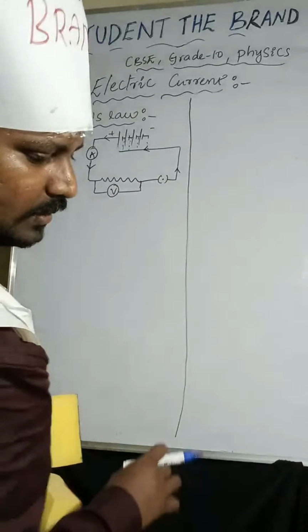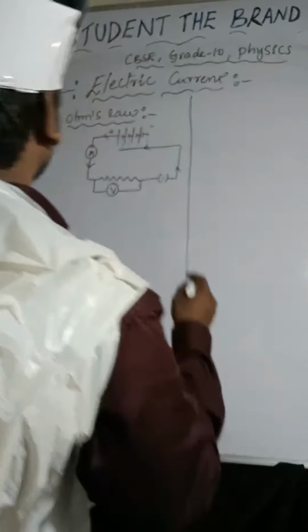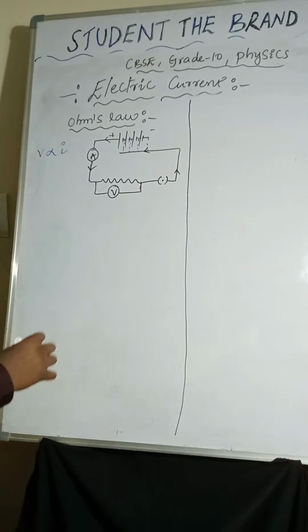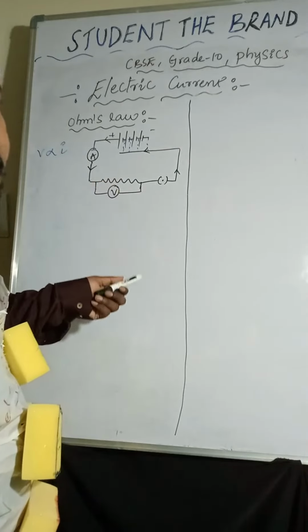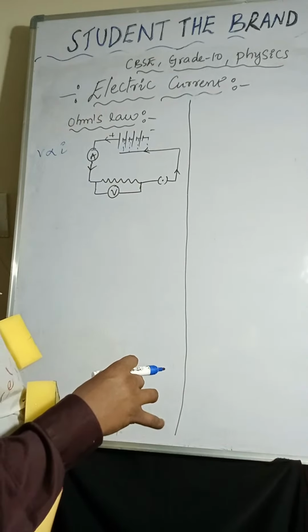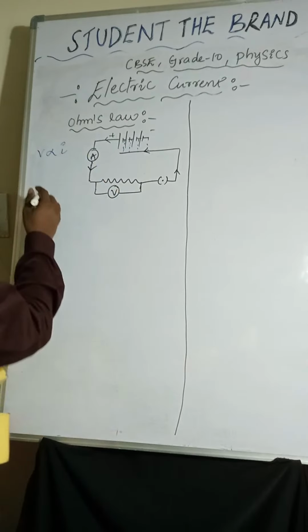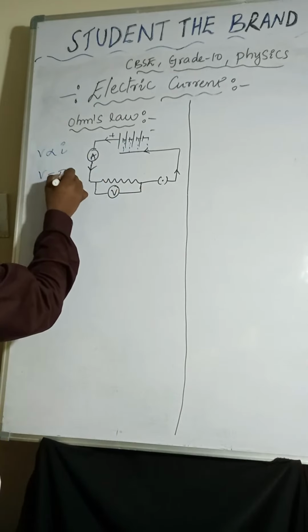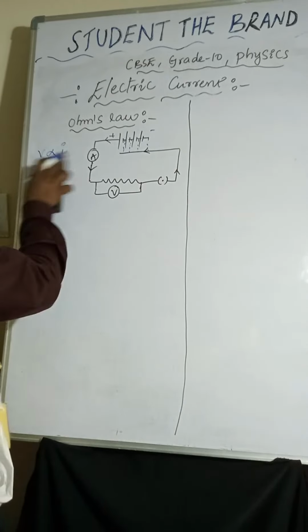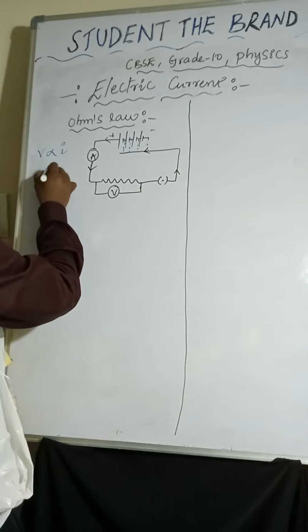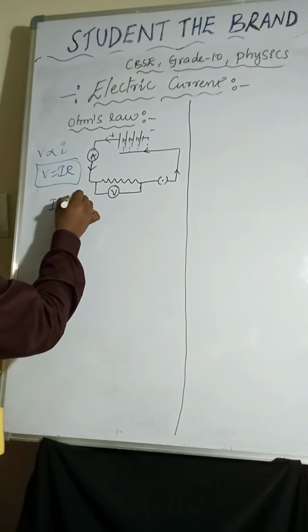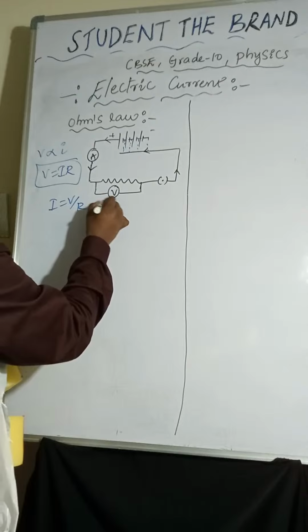Now you can observe that the potential difference across the resistor is directly proportional to the current flowing through it. The potential difference across the ends of the given metallic conductor is directly proportional to the current flowing. So V is directly proportional to I, V equal to IR. So I equal to V by R, or R equal to V by I.